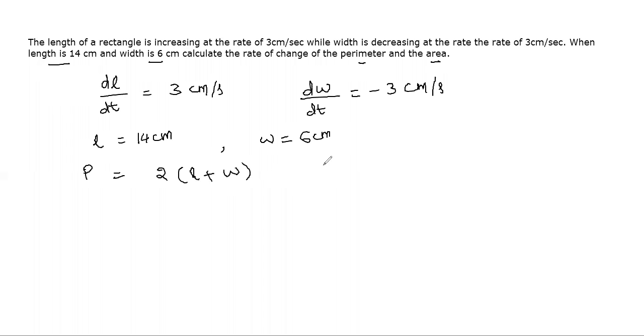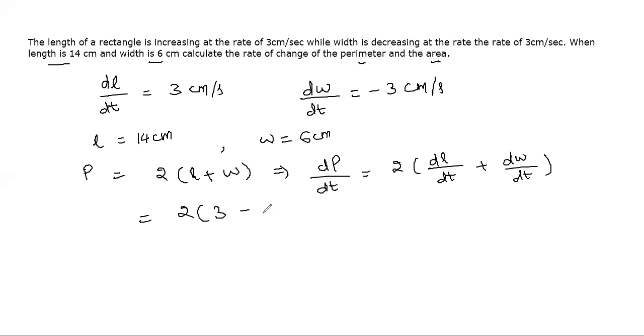So the rate at which the perimeter will be changing is given by twice of dl by dt plus dw by dt. If we plug in the appropriate values, the answer will be twice of 3 minus 3, which is 0. So there is no net change in the perimeter at any instant.